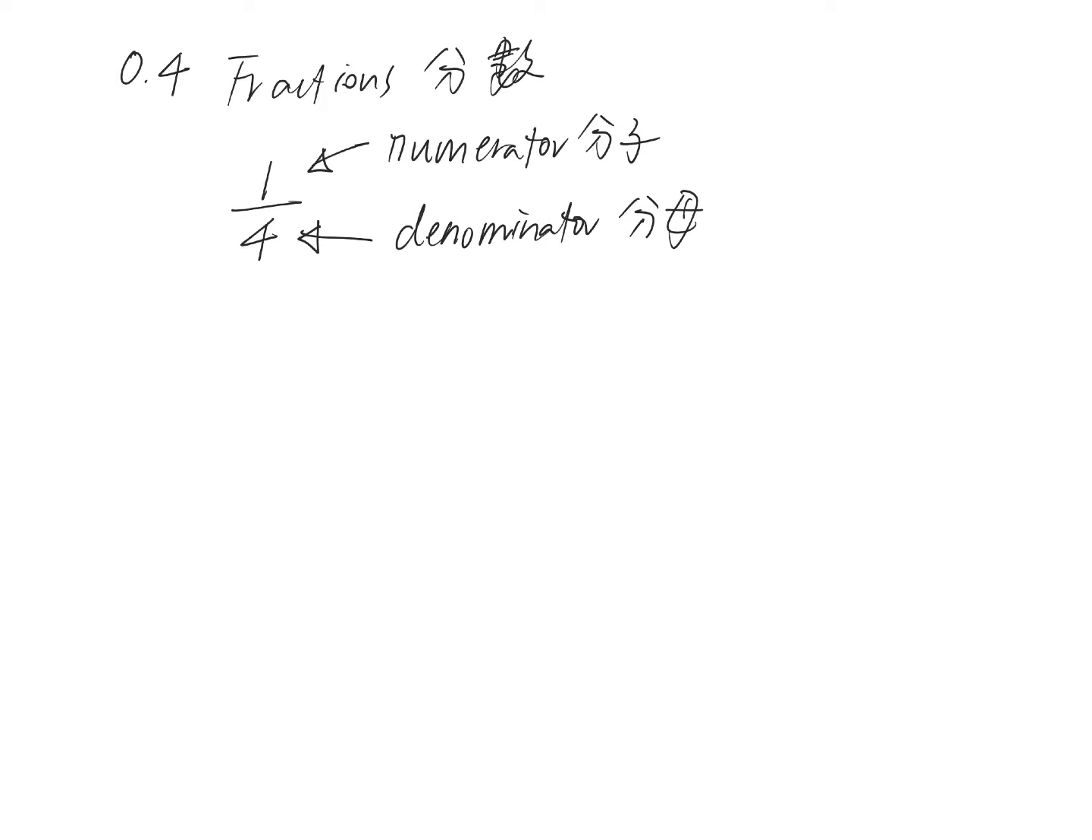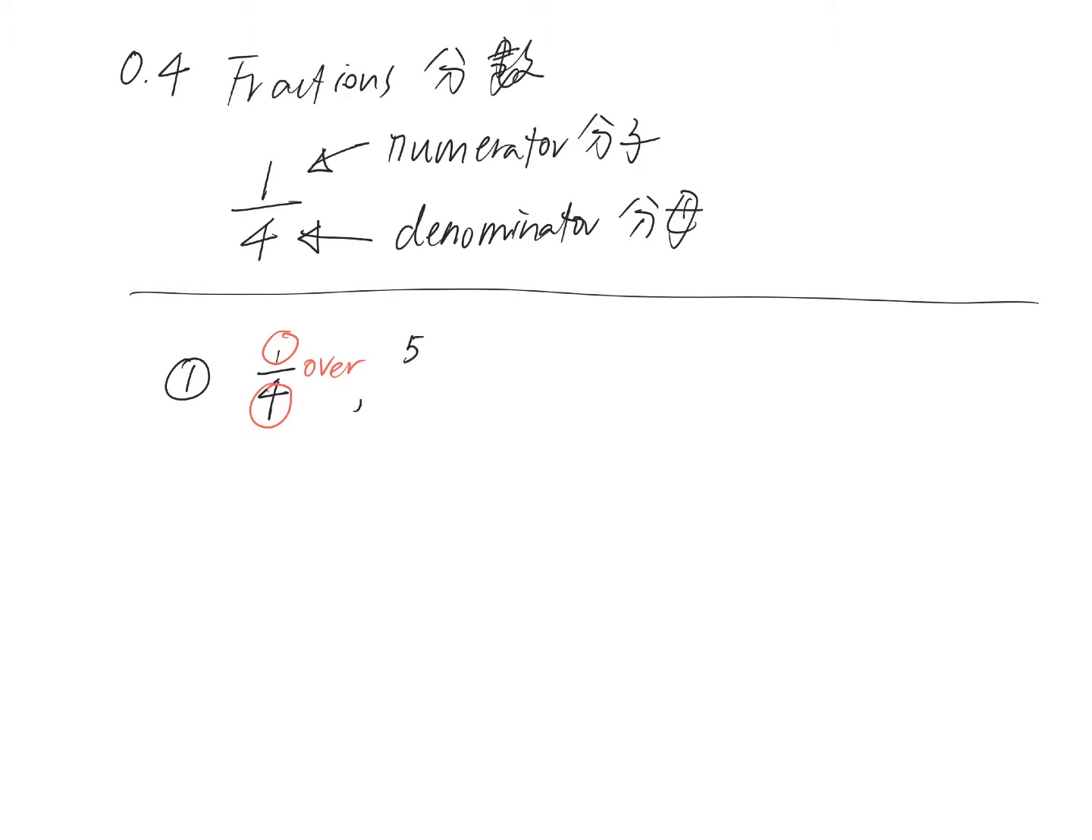In frictions, we got three types. Frictions could be expressed in this way. The first type is, let's say for this one, we pronounce it as 1 over 4. Or if I got this friction, I'll be saying that this is a 5 over an 8. So give you one more example. Let's say 3 over 4. So for this type of frictions, we call this proper friction.